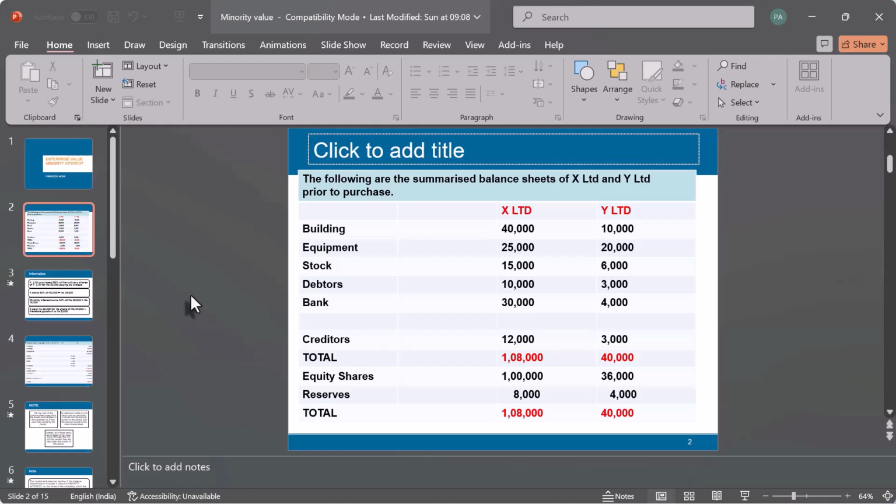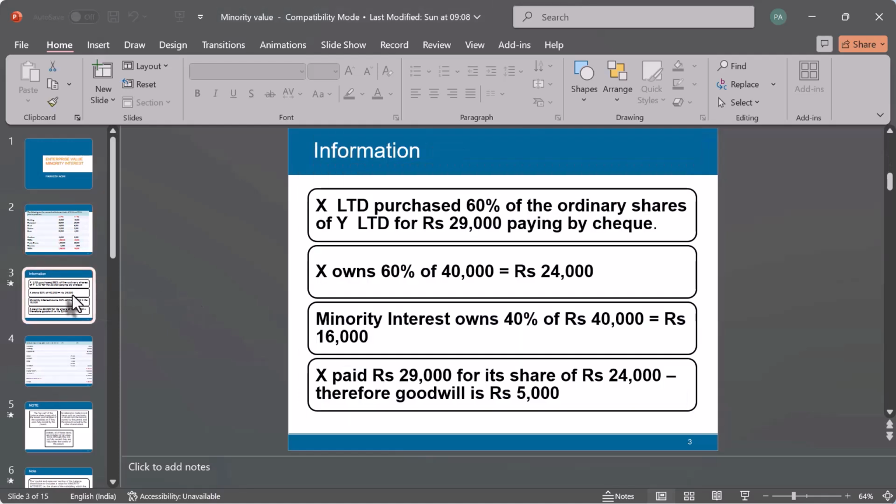Is that okay? Fine. Now what happened was, X Limited purchased 60% of ordinary shares of Y Limited for rupees 29,000 by paying by check. Okay. So they acquired 60%. That means now Y Limited has become the subsidiary of X Limited. When X Limited makes a balance sheet, it will consolidate all the assets and liabilities of Y Limited in the balance sheet of X Limited in future, whenever it does it.